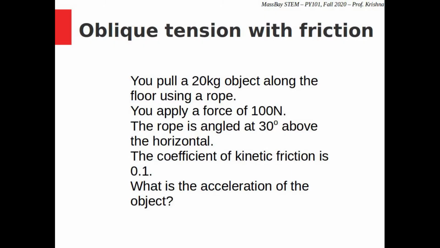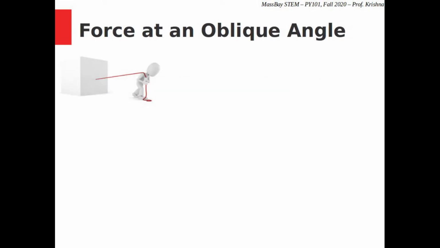Consider this situation. You pull a 20 kilogram object along the floor using a rope. You apply a force of 100 newtons. The rope is angled at 30 degrees above the horizontal. The coefficient of kinetic friction is 0.1. What is the acceleration of the object? We'll start in the usual way, by drawing a picture and then drawing the free body diagram. We'll next set our origin and axes.